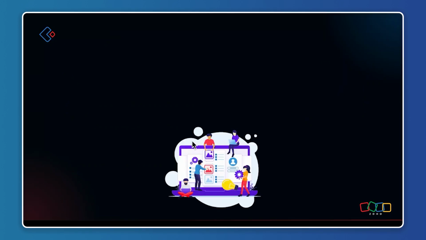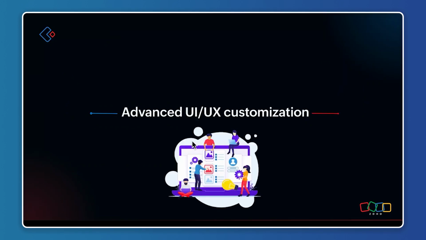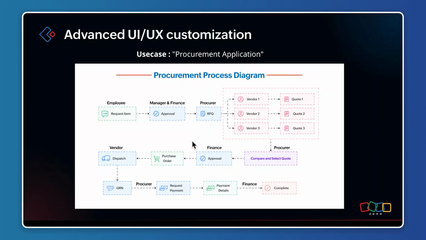Now let's get started by understanding the advanced UI and UX customizations that we are going to look into in today's session. The use case that we have taken is the procurement application. I hope many of you already know what a procurement application is. This application helps us procure different raw materials from vendors, request quotations from the vendors, store raw materials, and receive GRN notes. All of that will be seamlessly maintained within this application. That is the main purpose of the application.